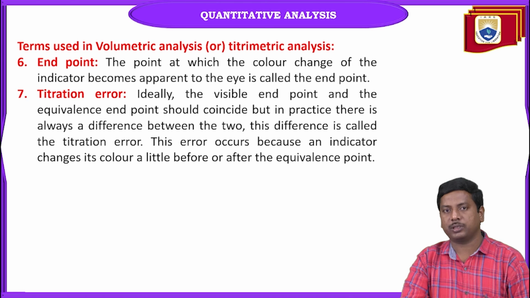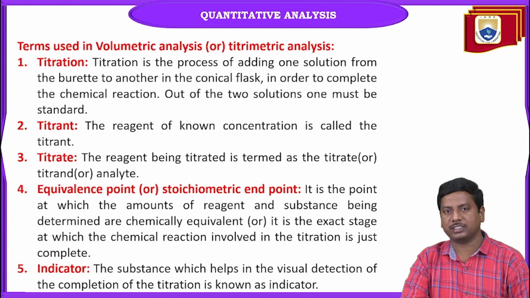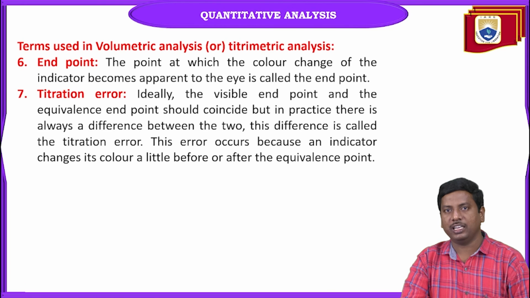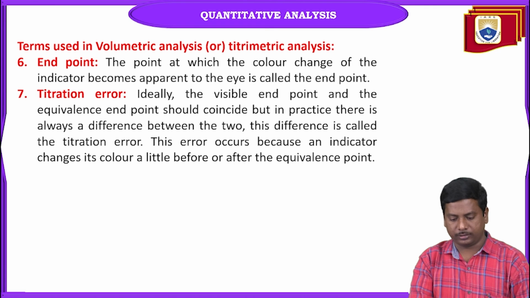That means there are mainly two types of points. One is the equivalence point or stoichiometric end point, and the second one is the end point. These two points mainly depend upon the visibility to the naked eye, which is purely dependent upon the indicator, and the difference between these two points, that means end point and equivalence point, is called the titration error. Okay. Now we see the definition of titration error. Ideally, the visible end point and the equivalence point should coincide. But in practice, there is always a difference between the two. The difference is called the titration error.